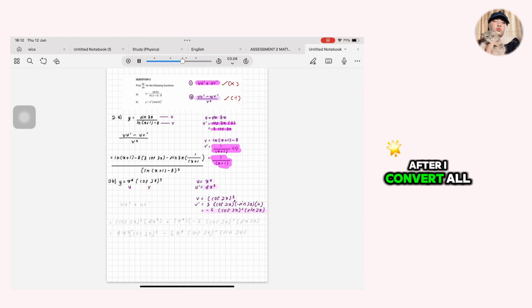After I convert all of this, I cannot factorize anymore. So this is the last answer. This is the final answer for 2a.